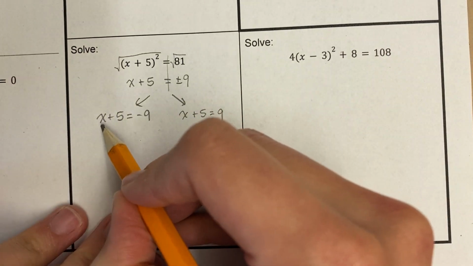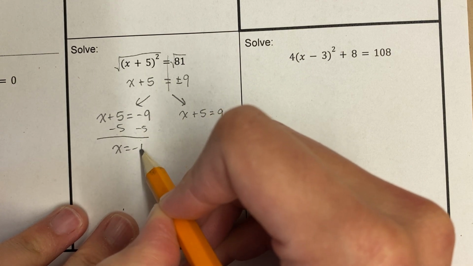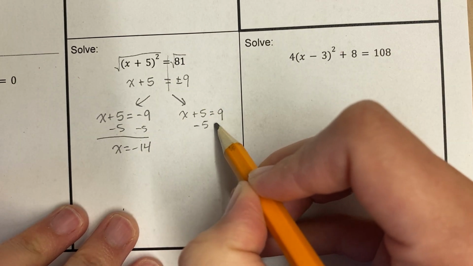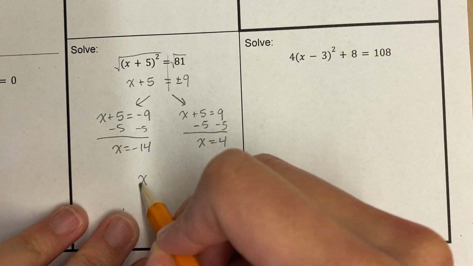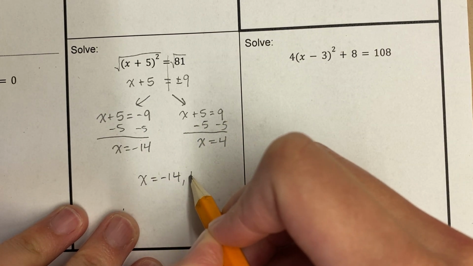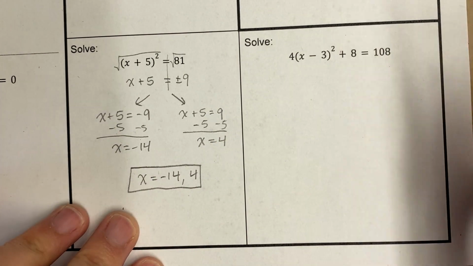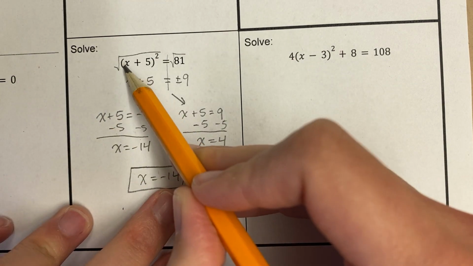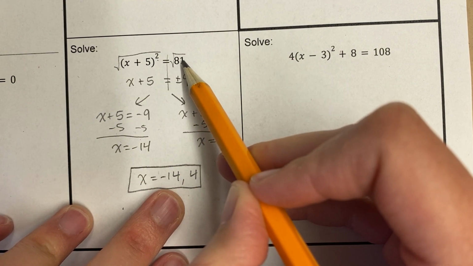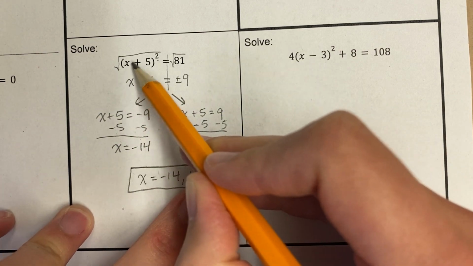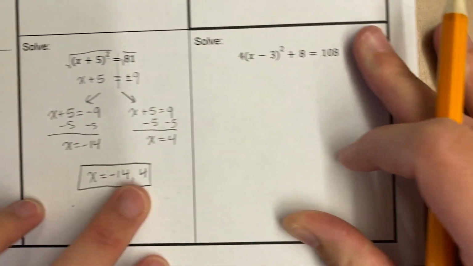So when I solve to get x by itself, I'm subtracting 5. I get x equals negative 14, or here if I subtract 5, I end up with x equals 4. Okay, so x equals either negative 14 or 4. Okay, and notice once again, I can plug in, look, negative 14 plus 5, that'd be negative 9 squared. Yep, negative 9 times negative 9, that's 81. 4 plus 5, that'd be positive 9, 9 squared. Does that equal 81? Yes, it does.